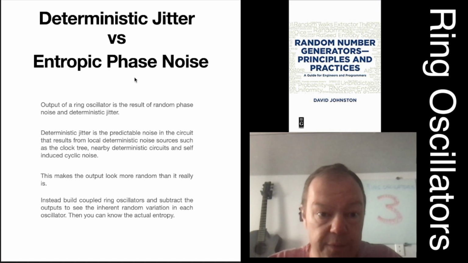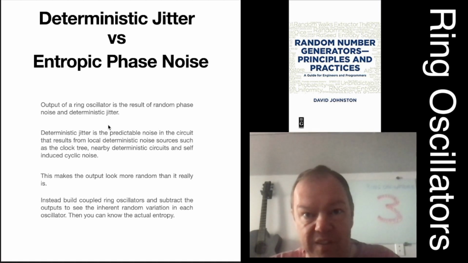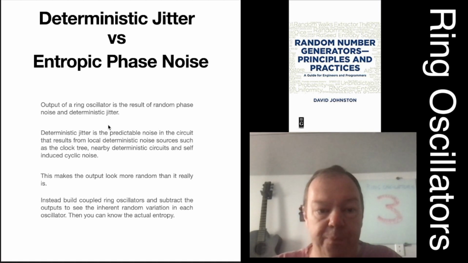variation in the phase. So when you look at the output of a ring oscillator, you'll be seeing some random-looking variation, but part of that is deterministic and part of it is actually random. And if you can predict what the phase jitter is as a function of interference, then you can subtract that, and then you have, clearly, less entropy in the output.